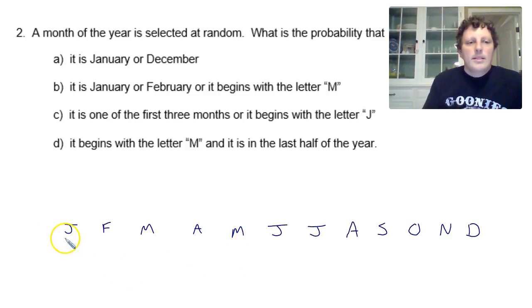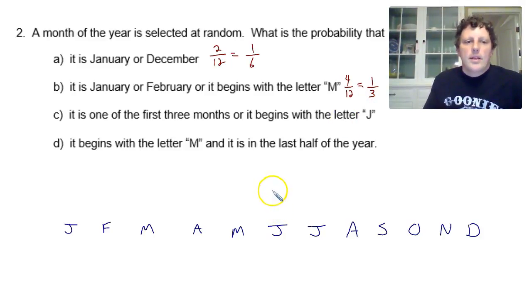Well, there are 12 months. One is January, one is December. That's 2 out of the 12, which reduces to 1/6. What's the probability that it is January or February, or it begins with the letter M? Well, there's March and May. So that's 1, 2, 3, 4 out of the 12. That reduces to 1/3. 1/3 of them are either January or February or start with the letter M.